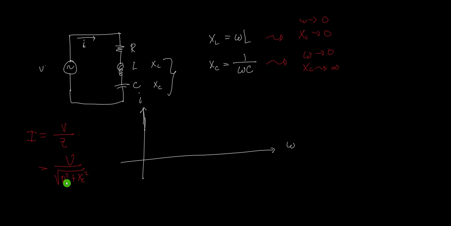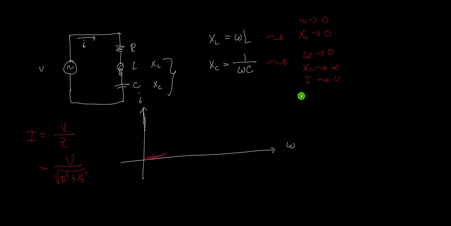The term here in the denominator will also increase because X is increasing. You square that, you add it with something, it's still infinity. And a number divided by infinity will result in the current also approaching zero. So the lower the frequency, the lower the current. So it's somewhere here. It can be zero or somewhere in that part.